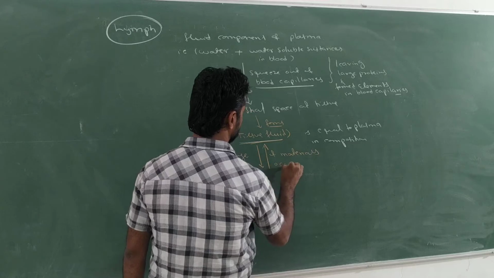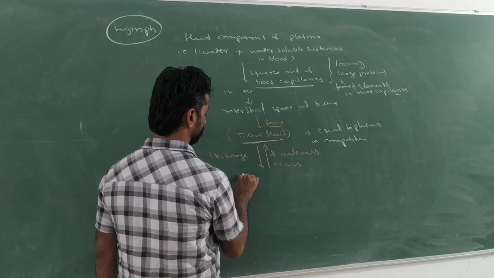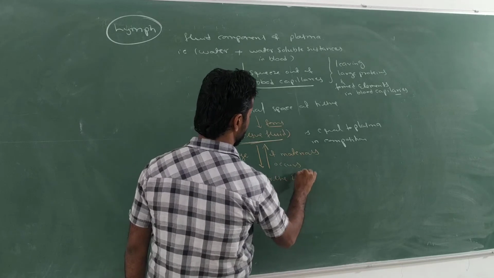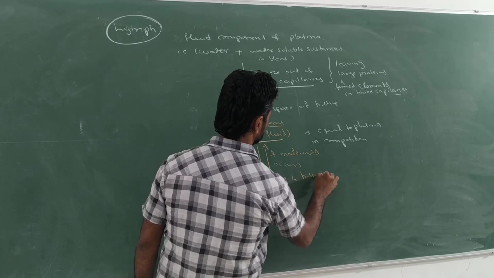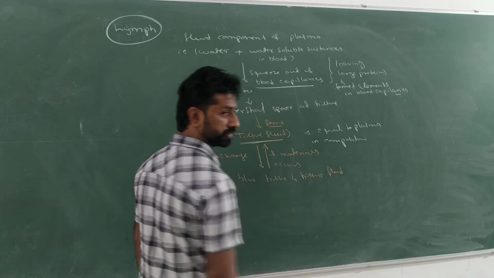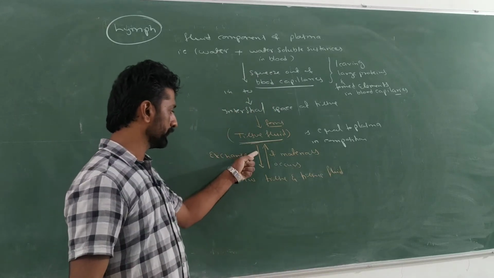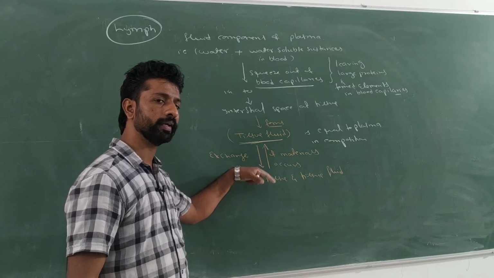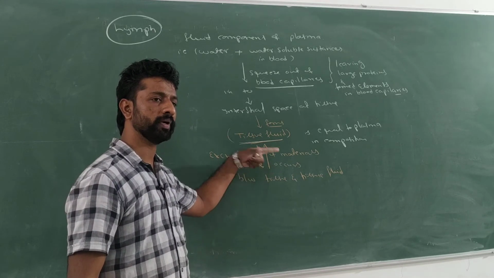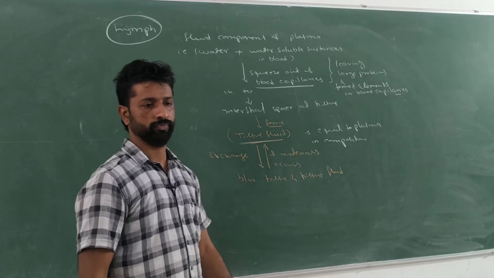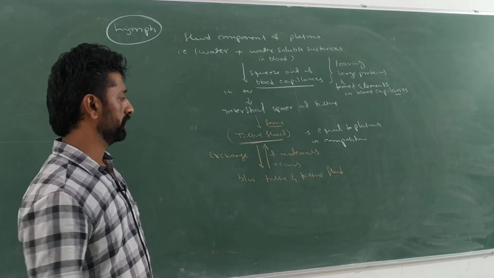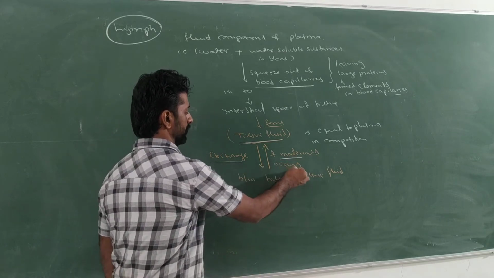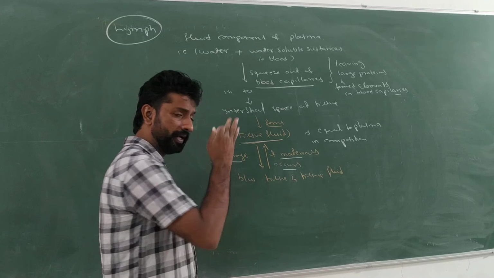materials between tissue and tissue fluid. It provides nutrients and oxygen to the tissues. In return, it will take up carbon dioxide as well as metabolic waste produced by the tissue. So it is involved in exchange of materials between blood and the tissue.